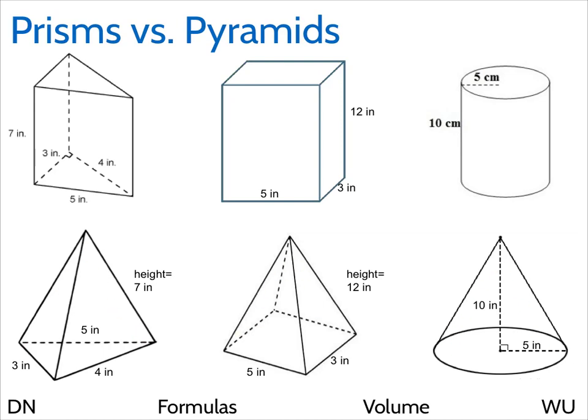The difference between a prism and a pyramid is that with pyramids, they all come to one point. They have one base right here, and instead of another base on top, they come to one central point. With prisms, you have two different bases. But with a pyramid, it'll all come to a point.